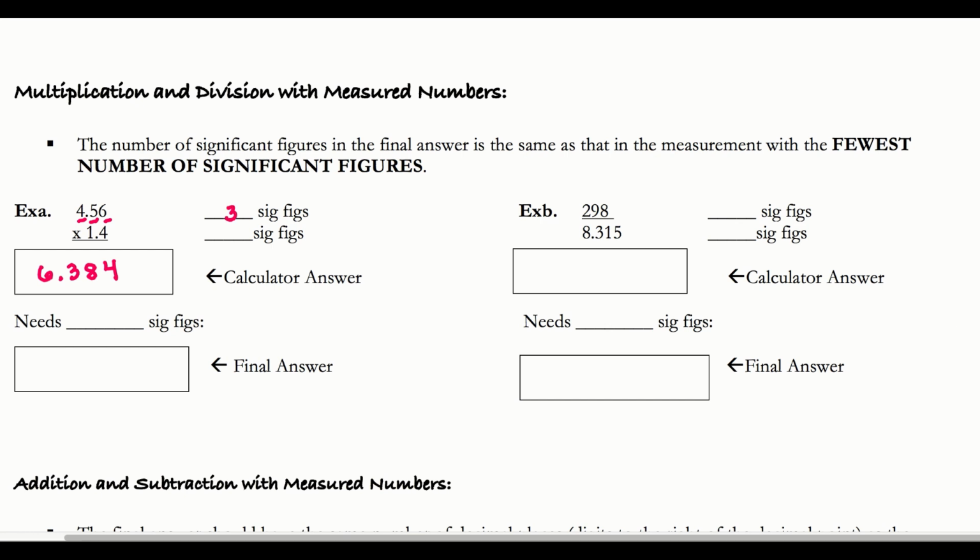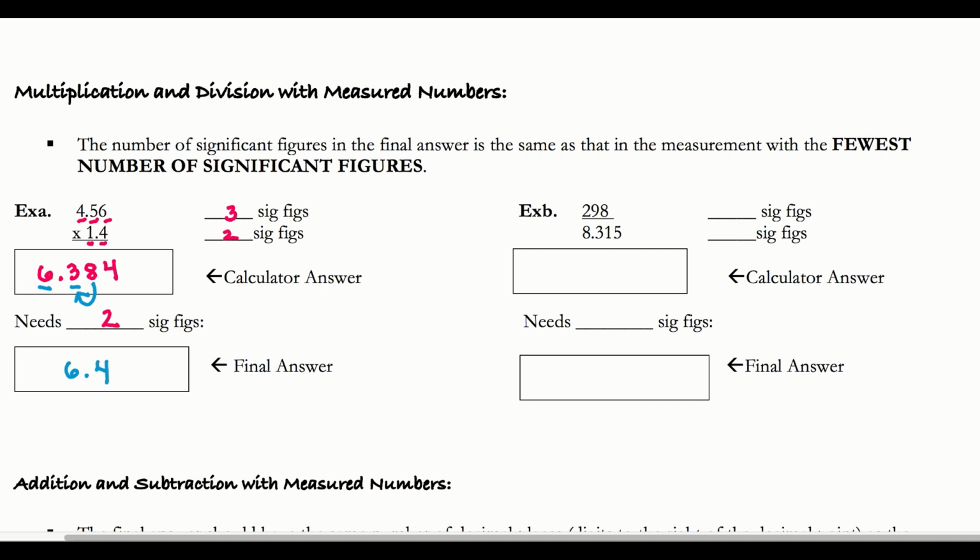1.4, again, a decimal is present, so I'm going to count from left to right. 1 is the leftmost number, so it's 1, 2 sig figs, which means, based on the rule, this answer, 6.384, needs to be rounded to the fewest number of sig figs, which is 2 significant figures. So I'm going to want to keep the 6 and the 3. When deciding whether to round the 3 up or leave it the same, I look at the next digit, which is an 8. The 8 will round the 3 up, so my final answer will be 6.4. And that's the correct number of significant figures because I only want 2.